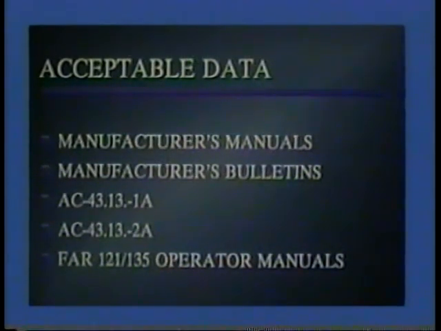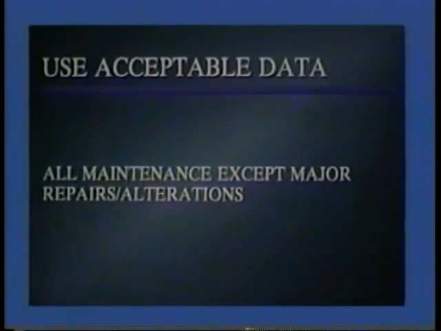Acceptable data can be manufacturer's maintenance manuals, manufacturer's service bulletins, advisory circulars 43.13-1A or 43.13-2A if applicable, or FAR parts 121 or 135 maintenance manuals. Acceptable data applies to all maintenance, repairs, and alterations except major repairs and alterations.